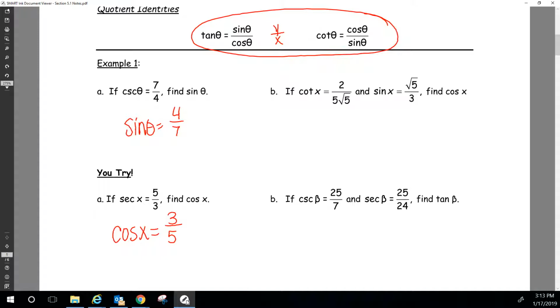So I've got cotangent and I've got sine, so I'm going to use my quotient identity. It's got cotangent and sine in it to find the cosine x. So cotangent x is equal to cosine x over sine x. And then we're going to plug in what we know to solve for the other one. So cotangent x on the left-hand side is 2 over 5 square root of 5. On the right-hand side, I've got cosine x divided by sine x, which is the square root of 5 over 3. To get the cosine x by itself, I'm going to multiply both sides by the square root of 5 over 3.